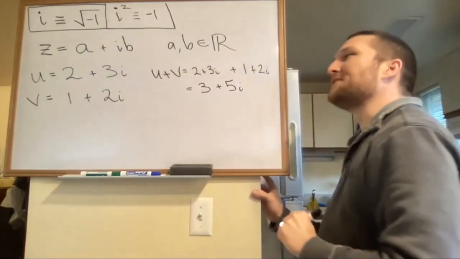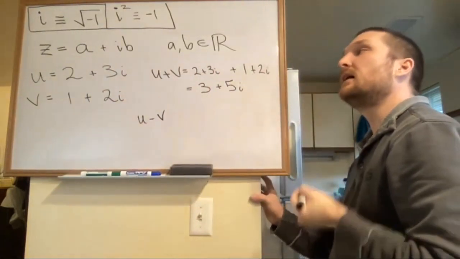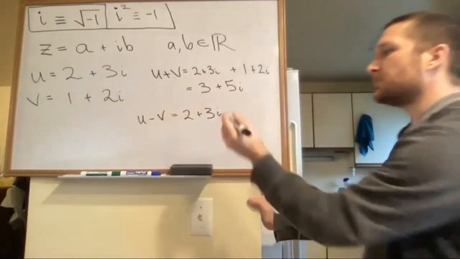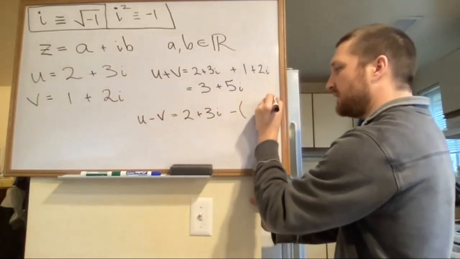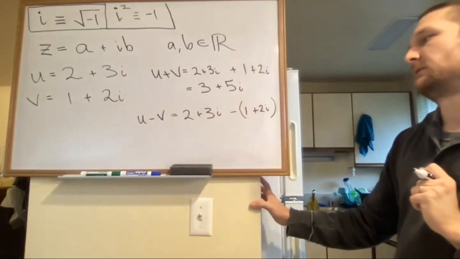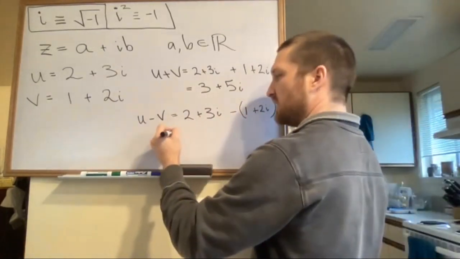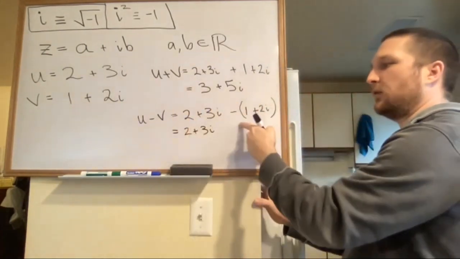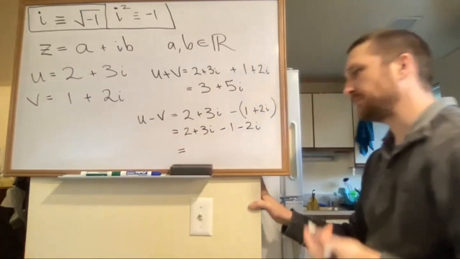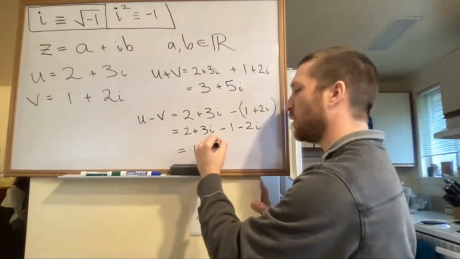But it gets more difficult when we subtract or when there's minuses in there somewhere. So if you have u minus v, then we're taking the complex number u, which is 2 plus 3i, and we're subtracting off the entire complex number v, which is 1 plus 2i. So that negative has to distribute into this to give us 2 plus 3i, and then minus 1 minus 2i. And that works out to 1 plus i. You can write that as 1i, but you usually don't.